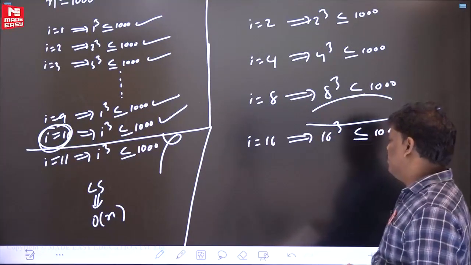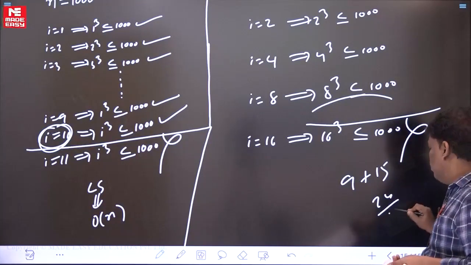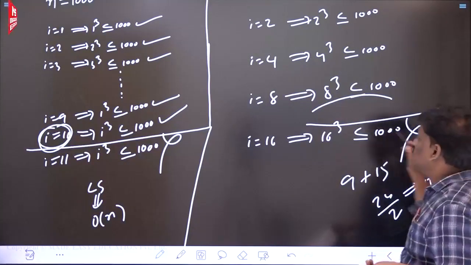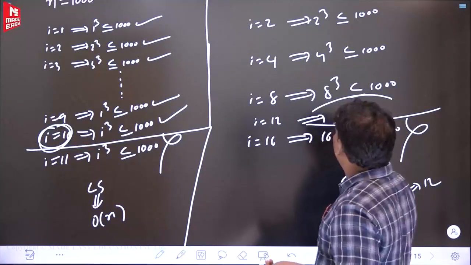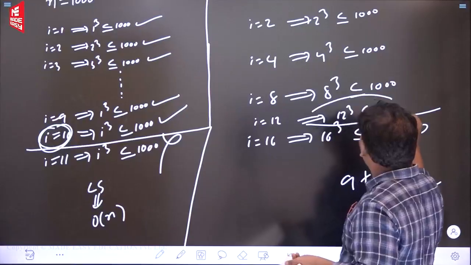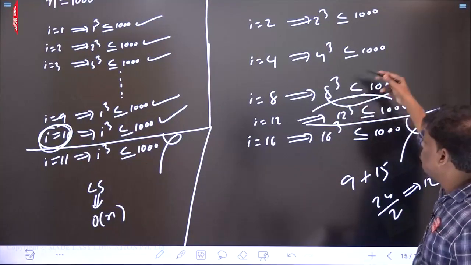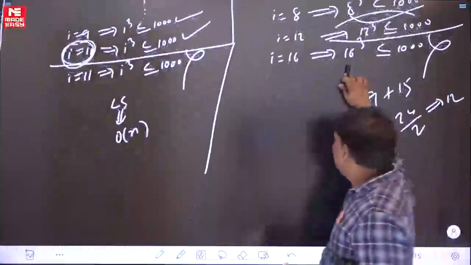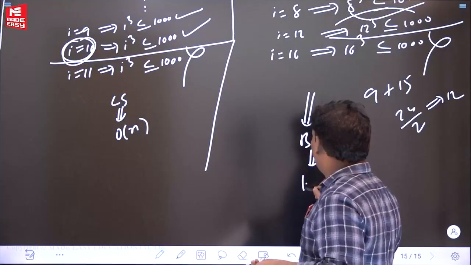What is the middle number? 9 plus 15, 24 by 2. What is the answer? 12. Again check. I is equal to 12, right? 12 cube you check. Is 12 cube less than or equal to 1000? No. Again fail. Again, it means always by 2 you do. So what is the answer? Because always you are doing by 2, it is a binary search, right? Which will go to log n time.